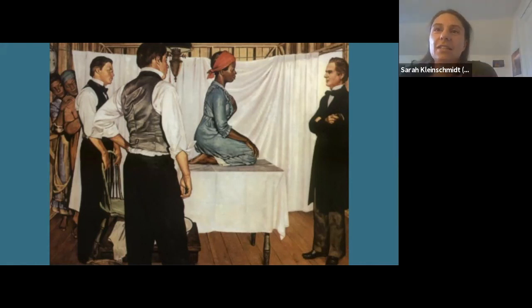So I see it looks like a Black woman kneeling on a table. There's 3 white men standing around looking at her. And then there's 2 additional women kind of peeking from behind a curtain at the whole scene.